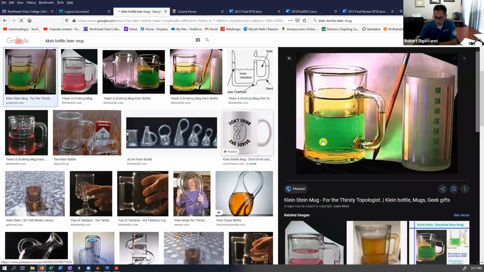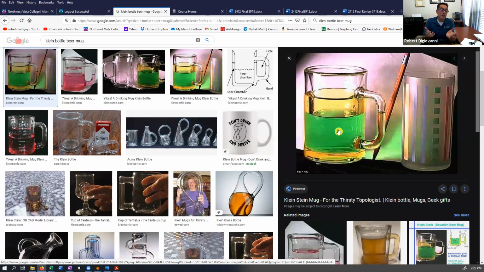It's hard to see it here, but this is basically a Klein bottle. So the inside of the mug is also the outside of the mug. It's the same sort of shape, and there's a hole in here. It's hard to see from this, but basically it's an example of a container with zero volume.